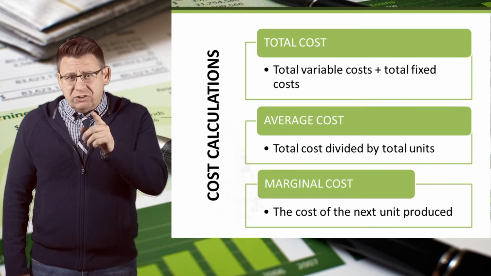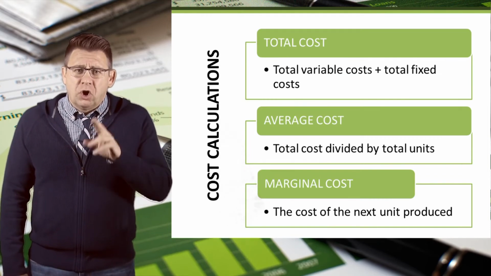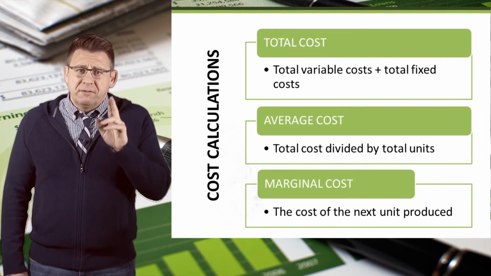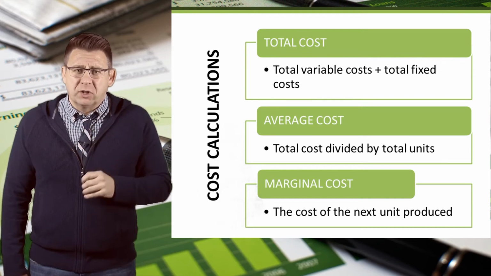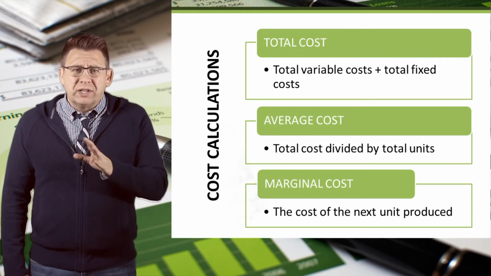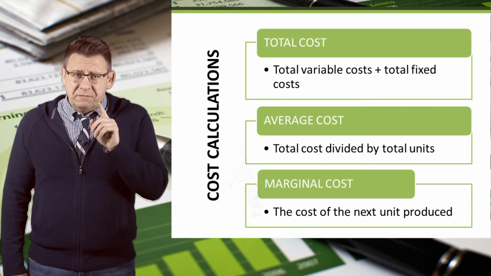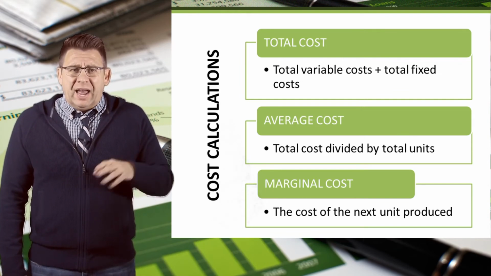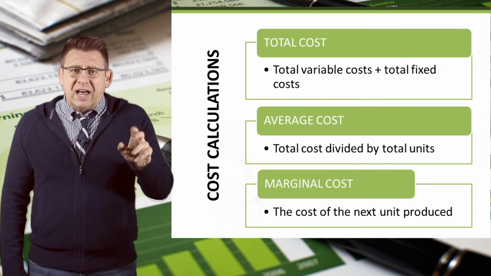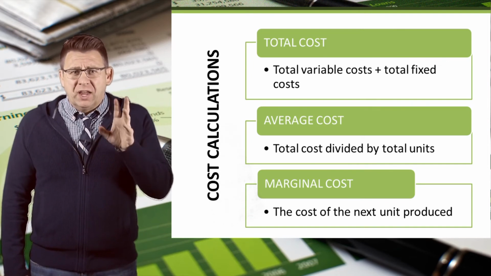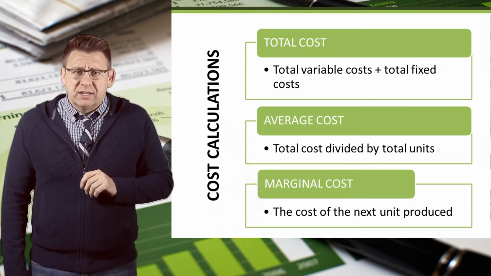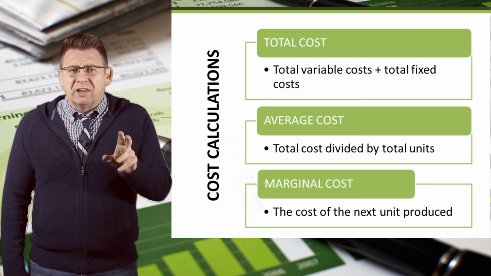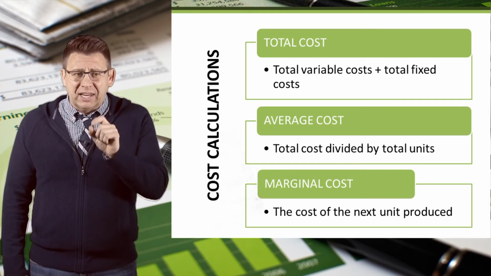Finally, some calculations to be familiar with. Total costs consists of fixed plus variable costs. Whenever we talk about total costs, we mean fixed costs plus variable costs. Average cost is when you divide the total cost by the number of units. This number is only relevant to decisions made at that level of volume.